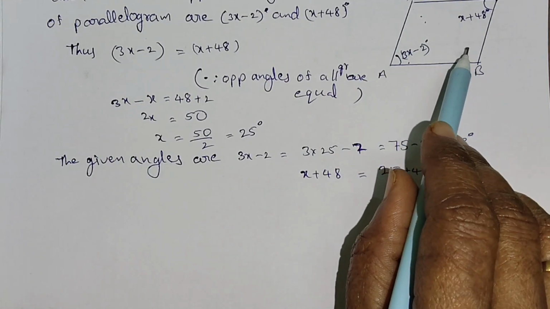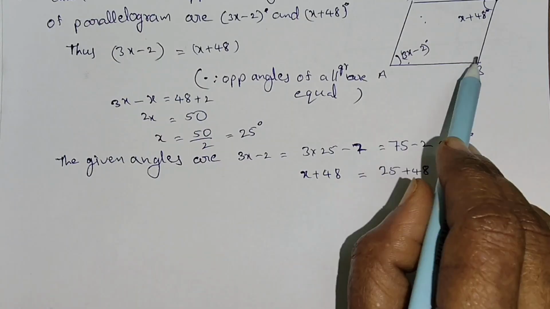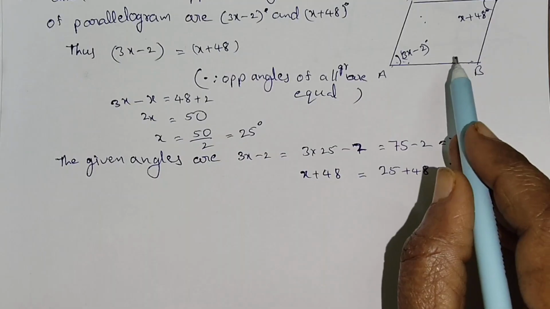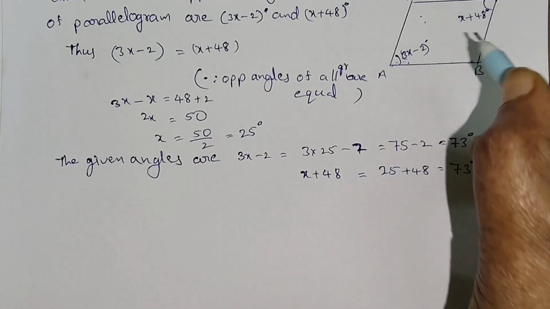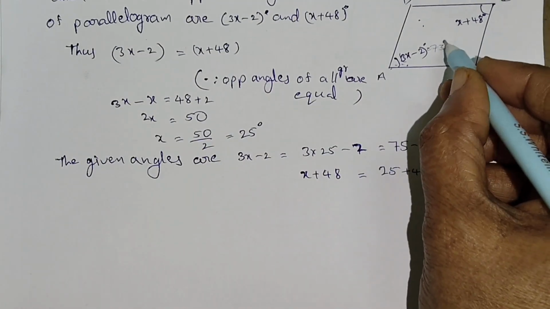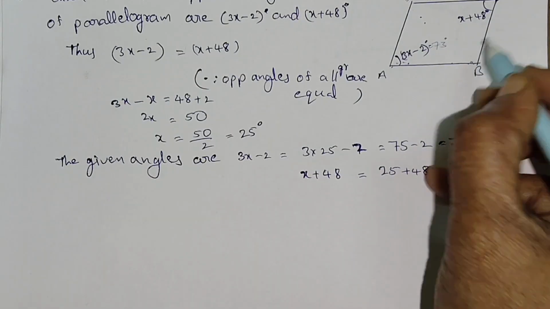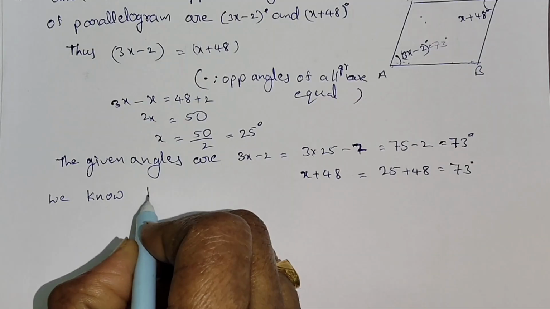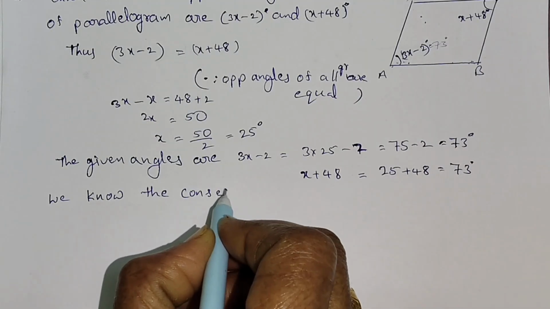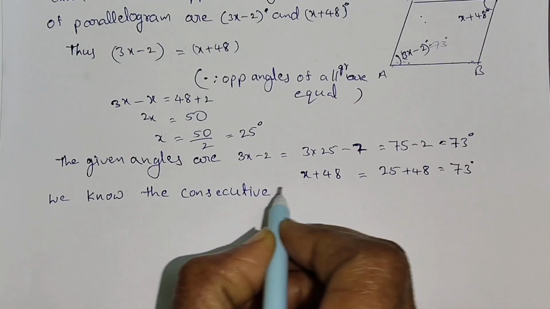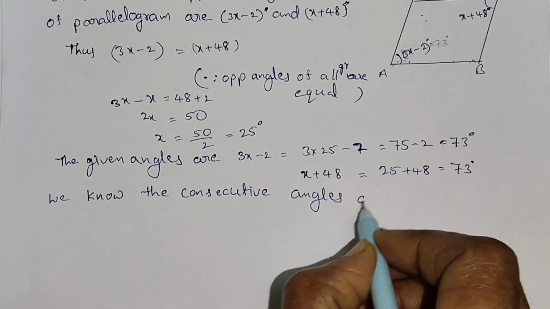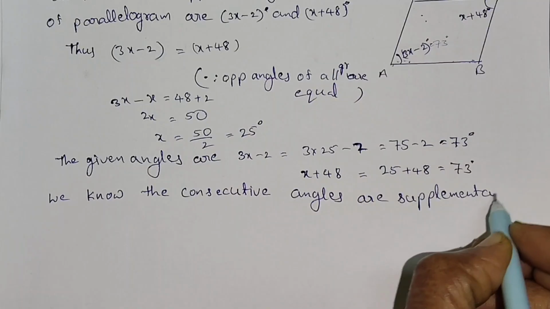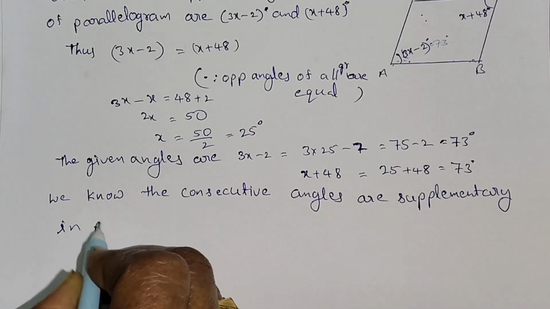Now we find the other two angles. In a parallelogram consecutive angles are supplementary. Suppose angle A and B are consecutive angles. These two are supplementary, so 73 degrees plus B equal to 180. We know that consecutive angles are supplementary in a parallelogram.